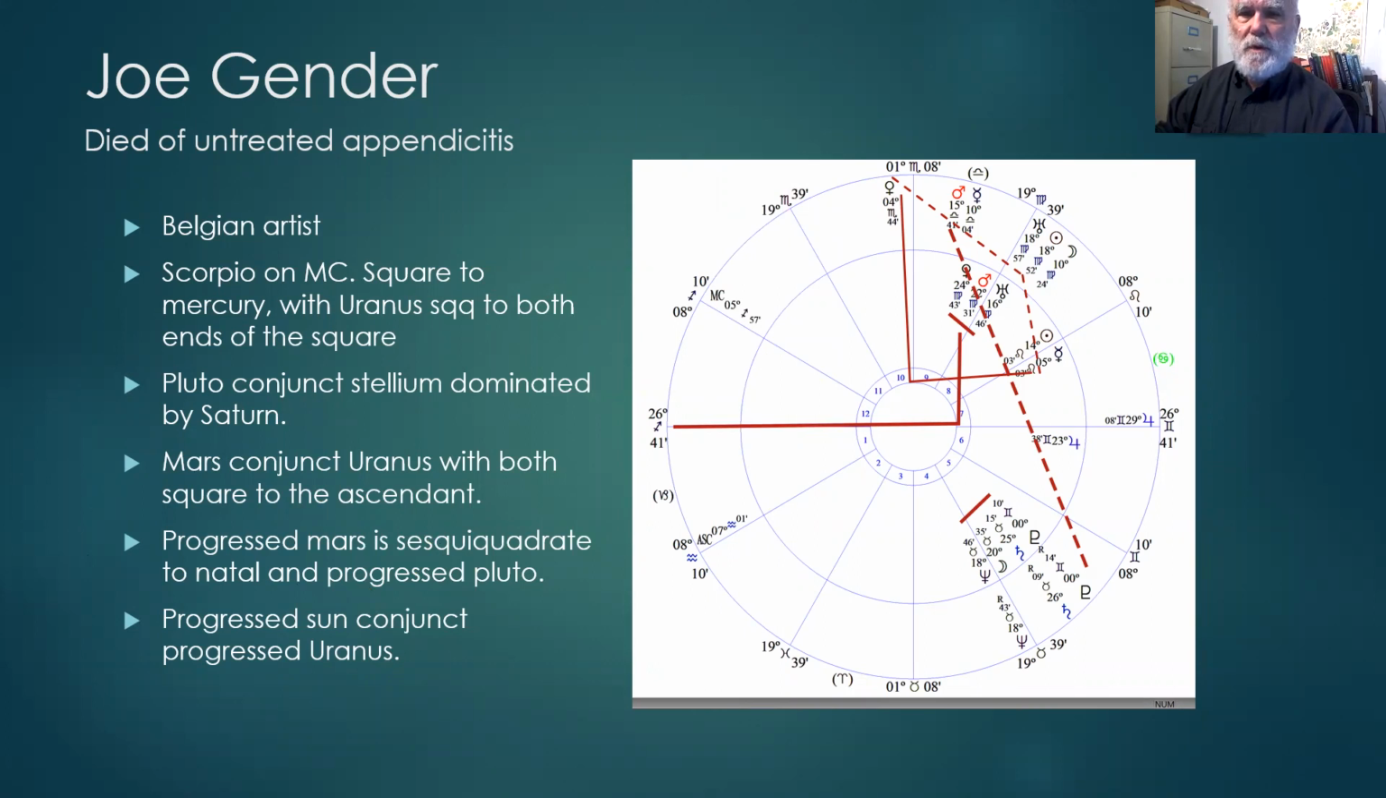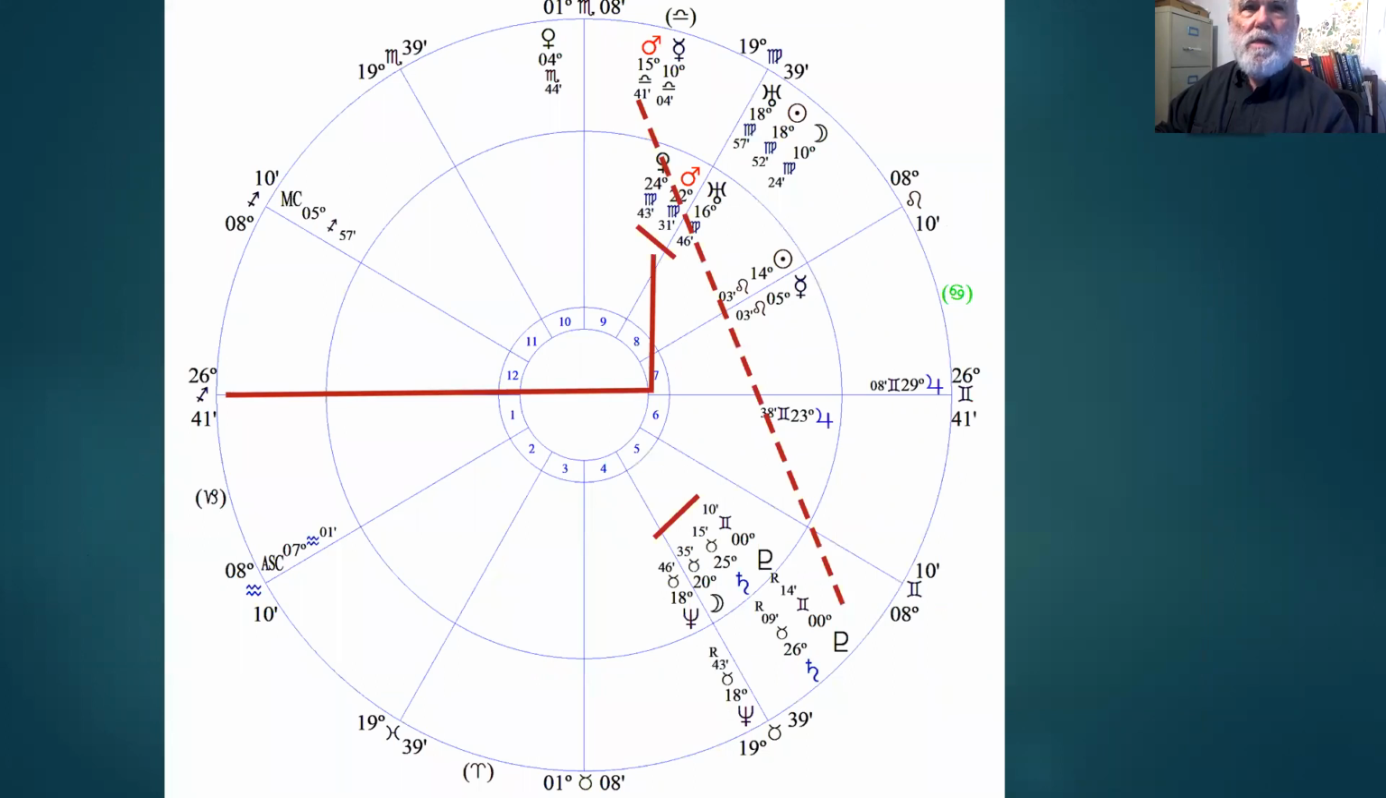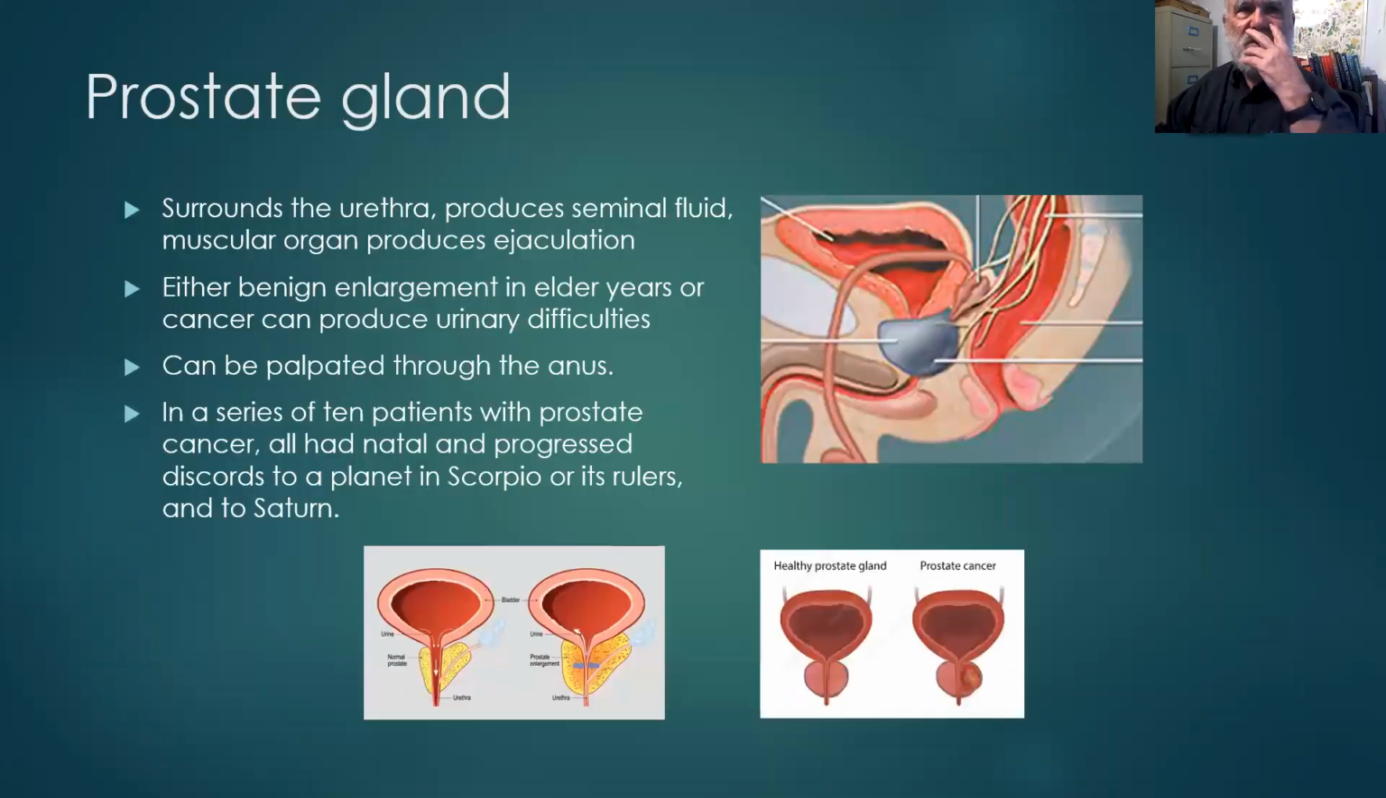Okay, one more part of Scorpio. I think that's the same chart. Show that, yeah, I'll finish Scorpio here. This is the prostate gland.